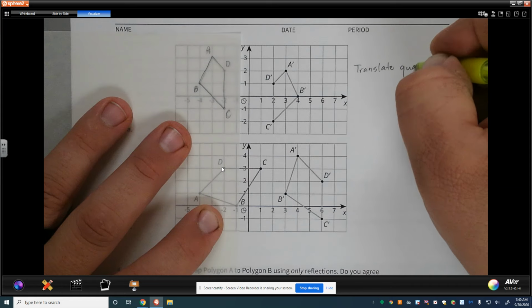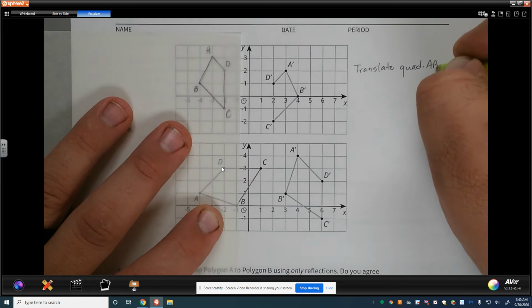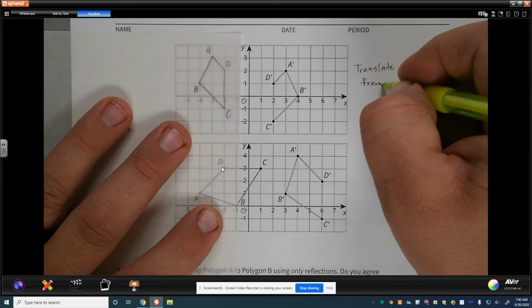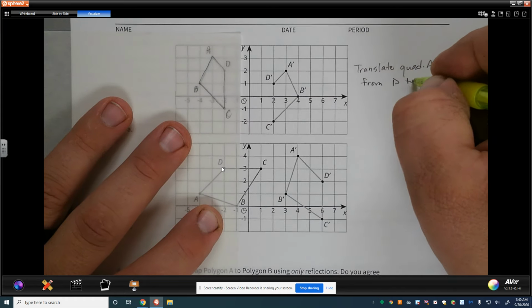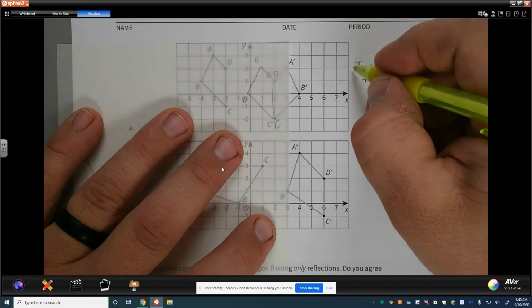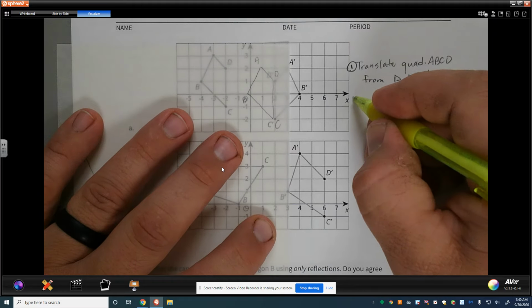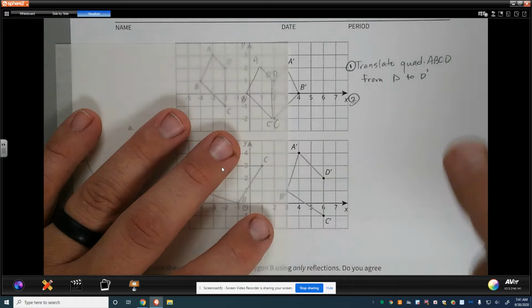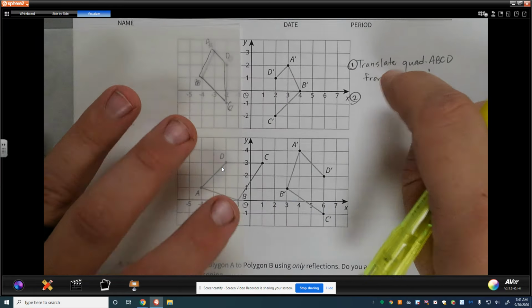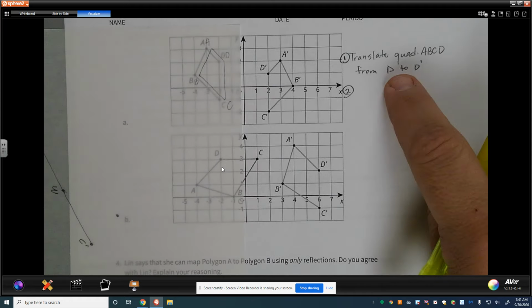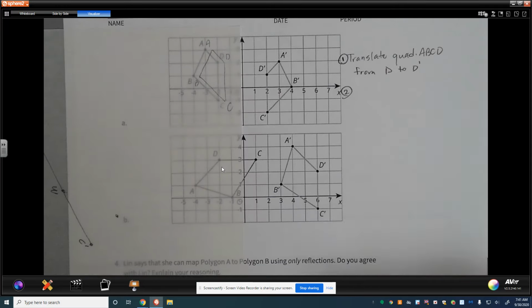We're going to call this quadrilateral, quadrilateral A, B, C, D, from D to D prime. And it's up to you to create the next bullet point. We're going to go number 1 and then move number 2. It's up to you to get move number 2. Do I have to follow this order? Do you have to translate first? Certainly you do not. There are other ways to do this, but please make sure they're accurate and you're using great language as you see right here.